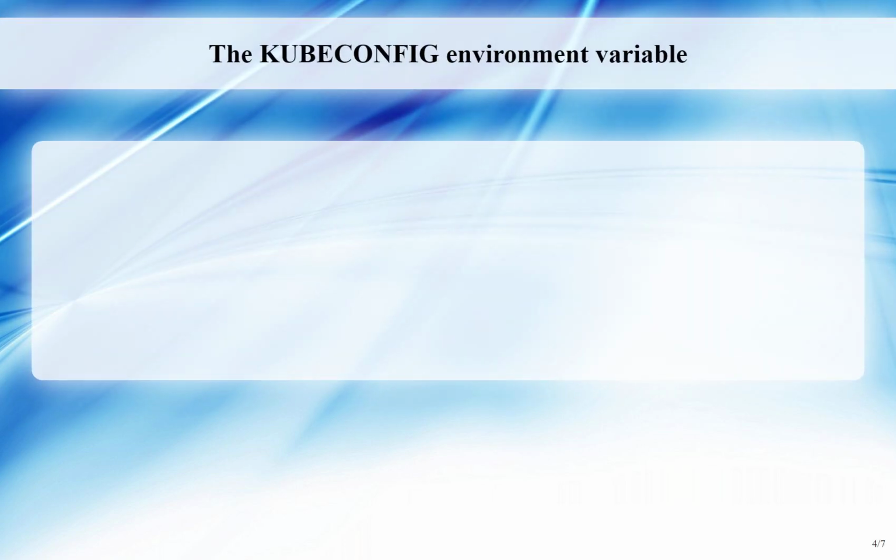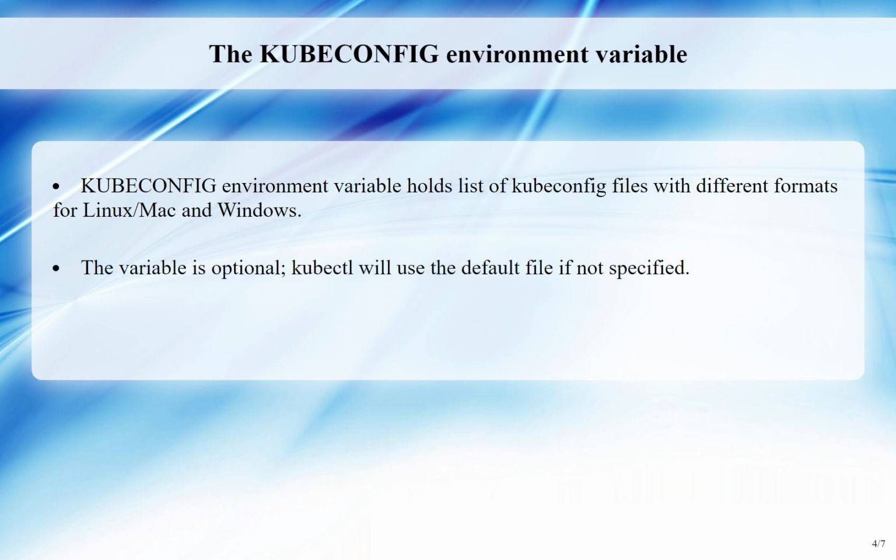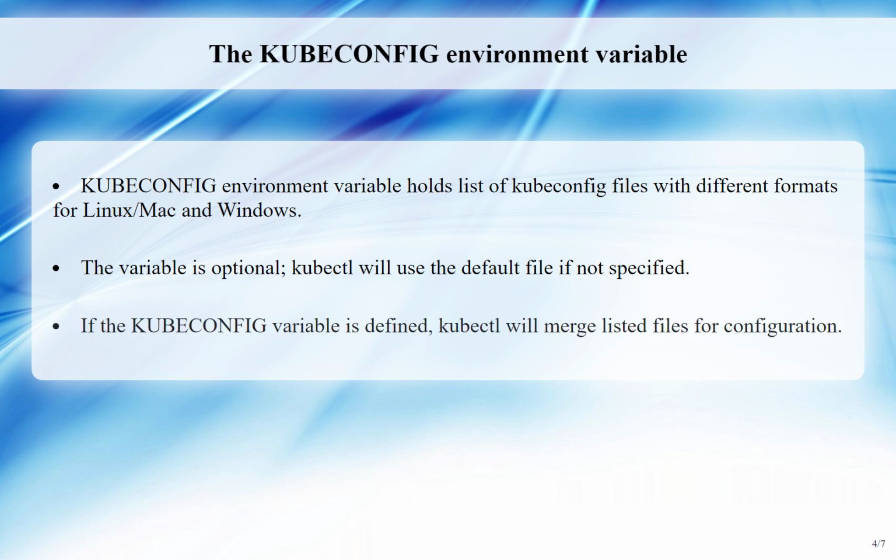The KUBECONFIG environment variable. The KUBECONFIG environment variable is used to hold a list of kubeconfig files, with the format of the list being different for Linux and Mac, colon-delimited, and Windows, semicolon-delimited. This variable is not mandatory, as if it is not present, kubectl will default to using the kubeconfig file located at $HOME/.kube/config. However, if the KUBECONFIG variable is defined, kubectl will merge the files listed in it to create an effective configuration for use.